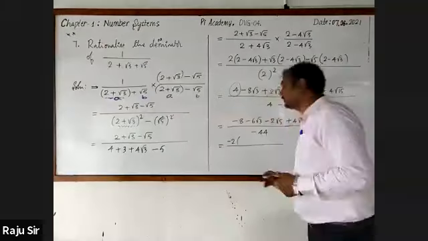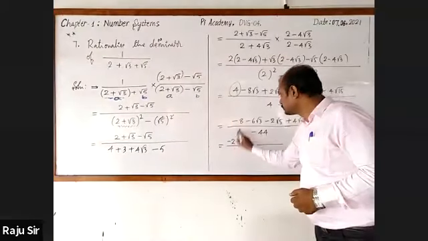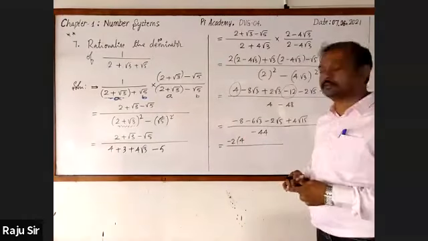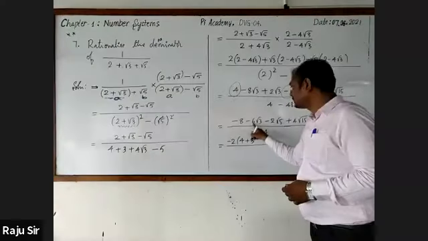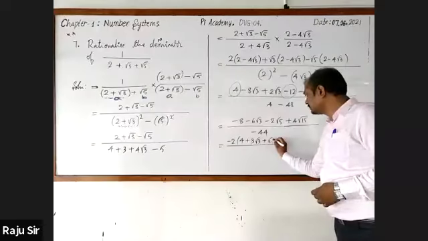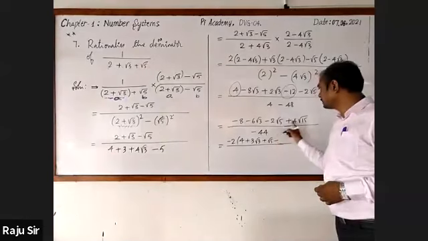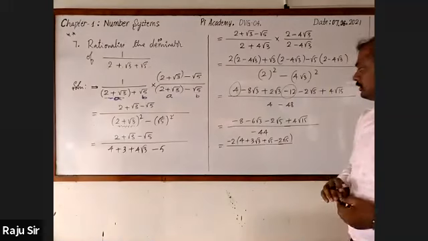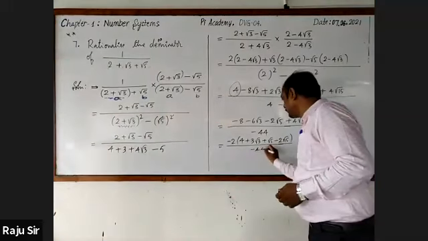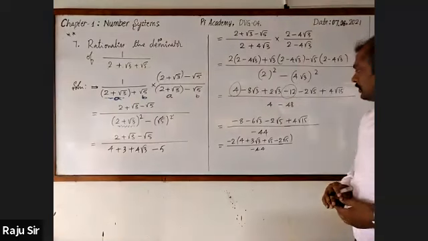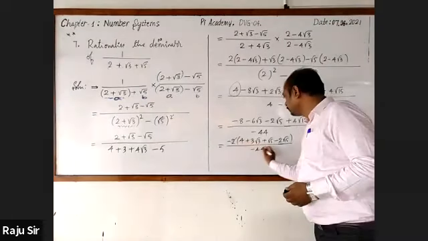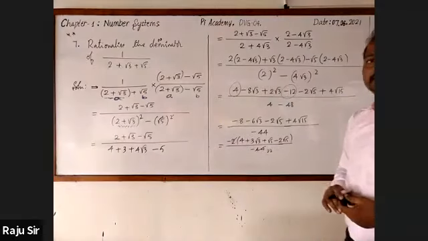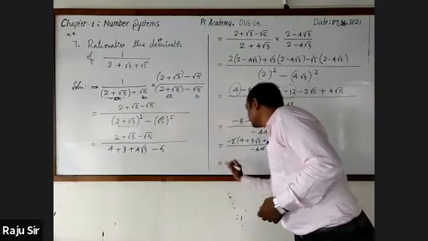Minus 2 as common factor. Minus 2 into 4, plus minus 2 into 3 root 3, plus root 5, minus 2 into 2 root 15, by minus 44. Now minus minus get cancelled and 2 and 44 get cancelled. 2 1s are 2, 2 22s are 44.